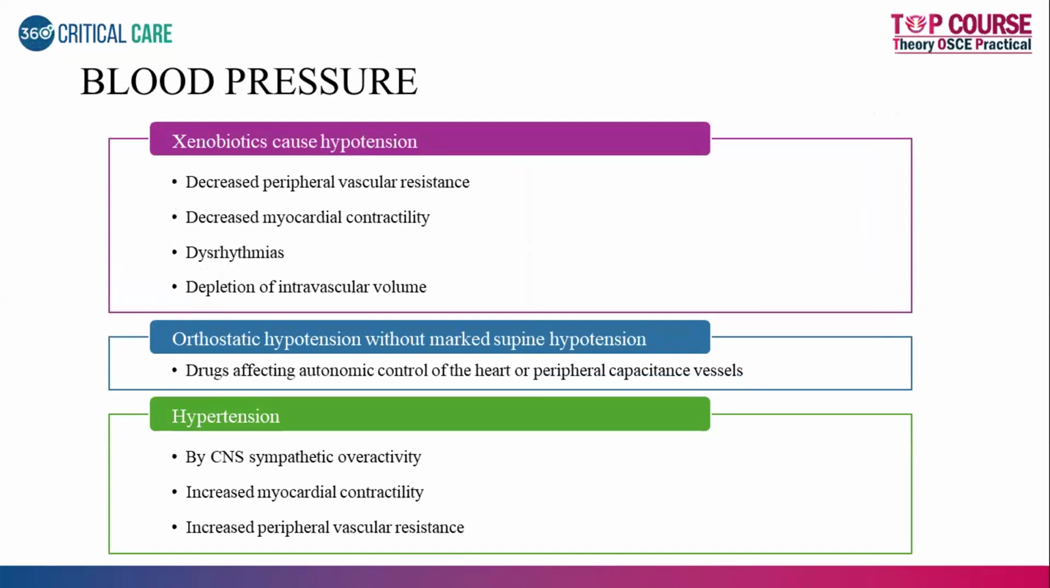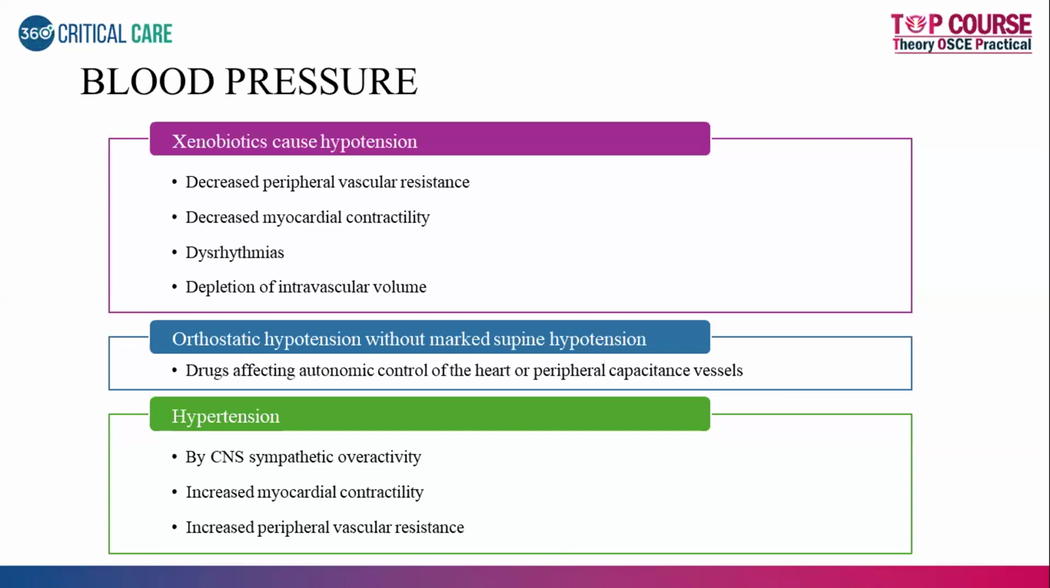Now, drugs or toxins which cause hypotension. What is the mechanism behind that? One is decreased peripheral vascular resistance. There is myocardial depression in the form of decreased myocardial contractility. There could be arrhythmias and there could be a depletion of intravascular volume, all leading to hypotension with certain groups of drugs. Now, the second group of drugs is those which cause orthostatic hypotension without causing any marked supine hypotension. Why does this occur? Because these drugs usually affect the autonomic control of the heart or the peripheral capacitance vessels.